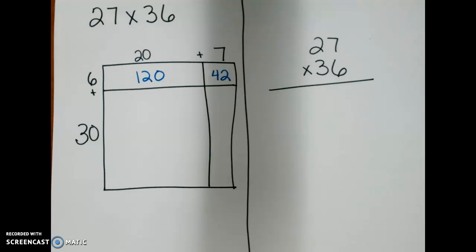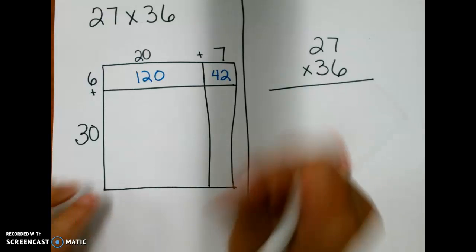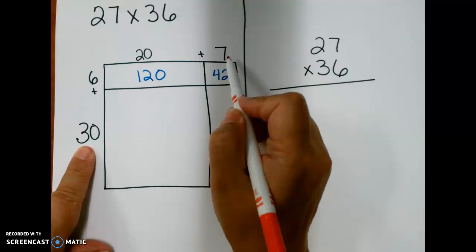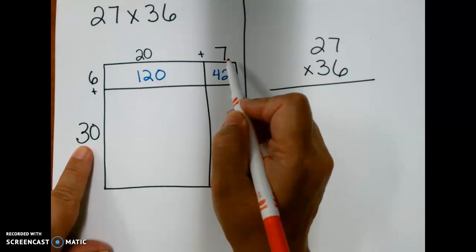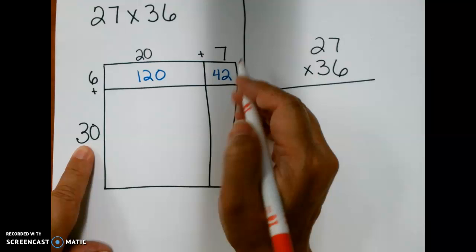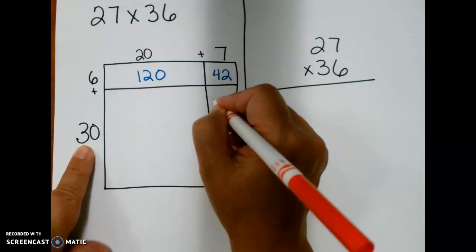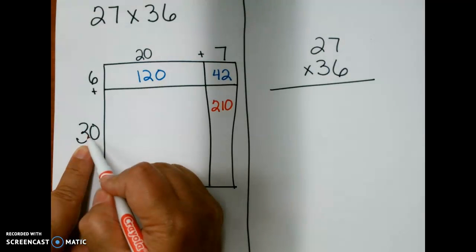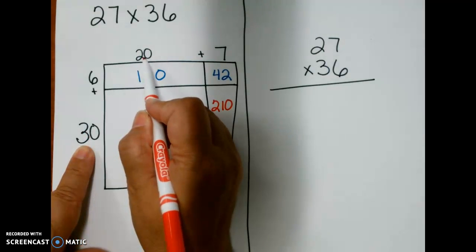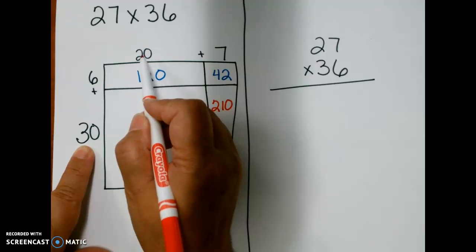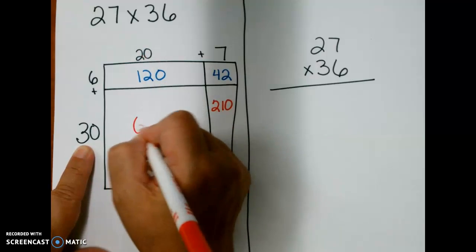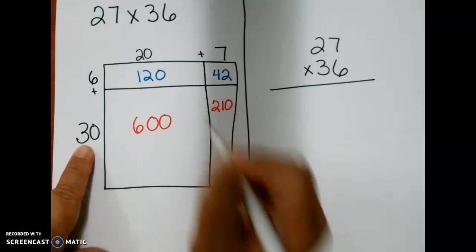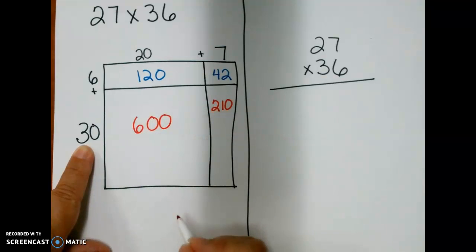That's my first step. Now my second step, I need to multiply my 30, or my 3 tens, times my 7 ones. So 3 tens times 7 ones is 21 tens, or 210. And then 30 times 20 is 3 tens times 2 tens, which is 600.